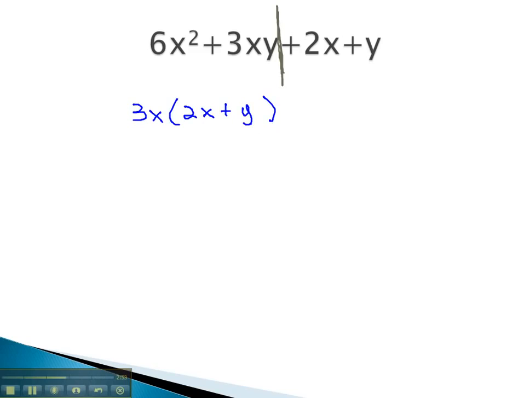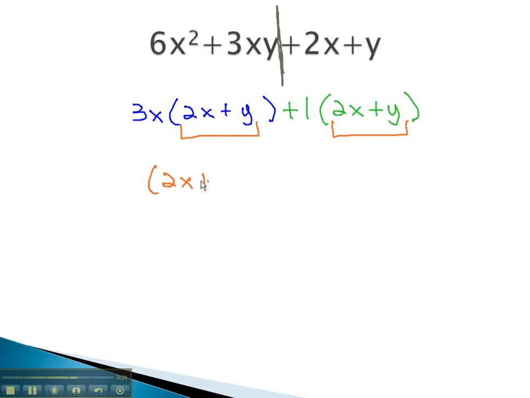On the right side, it seems we have no common factor. In this case, we will factor out the only thing we can, which is a positive 1. Using grouping, we must always factor out something, so we use 1 if nothing else works. Factoring out a 1 leaves us with 2x plus y. Notice this gave us that matching binomial common factor.